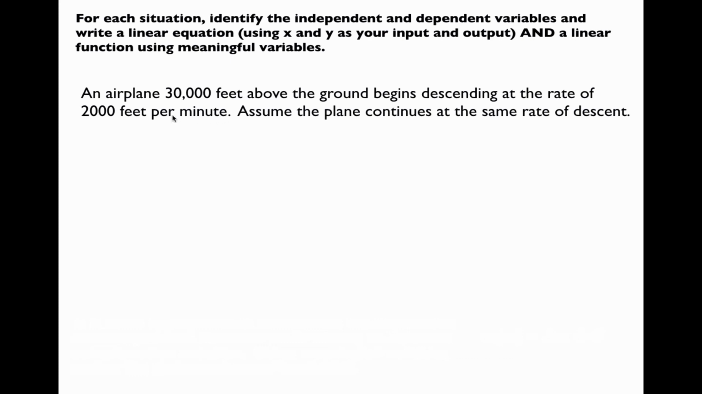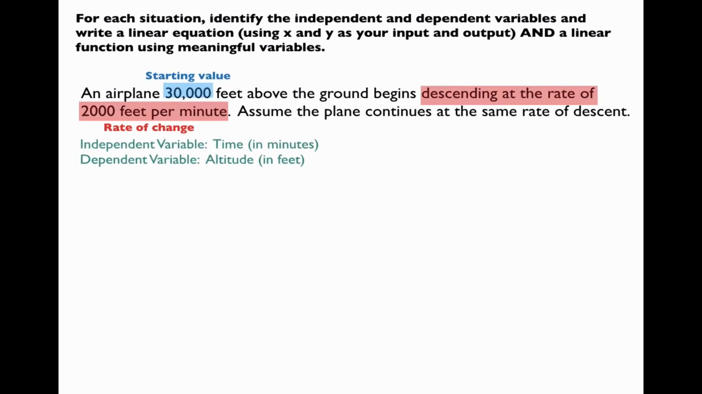Now, it looks like this is going to be our rate of change, so our rate of change, or our slope, reveals the independent and dependent variable. Feet per minute means that feet is going to be in our numerator, minutes are going to be in our denominator, so it looks like the altitude is our dependent variable, and time, measured in minutes, is going to be our independent variable.